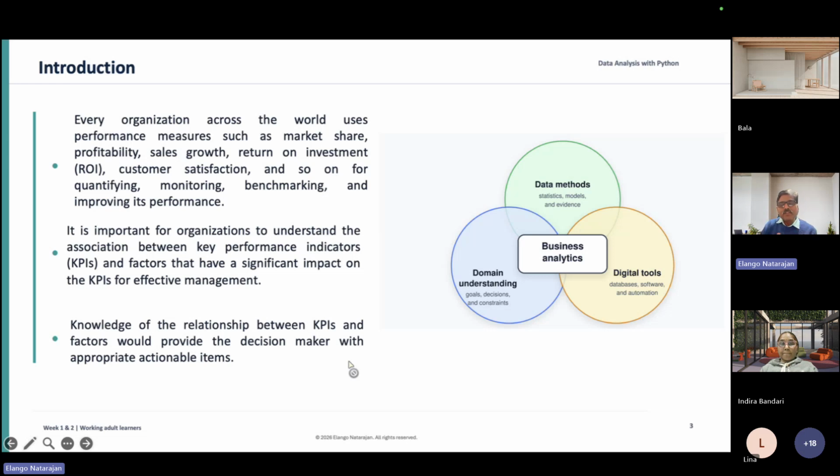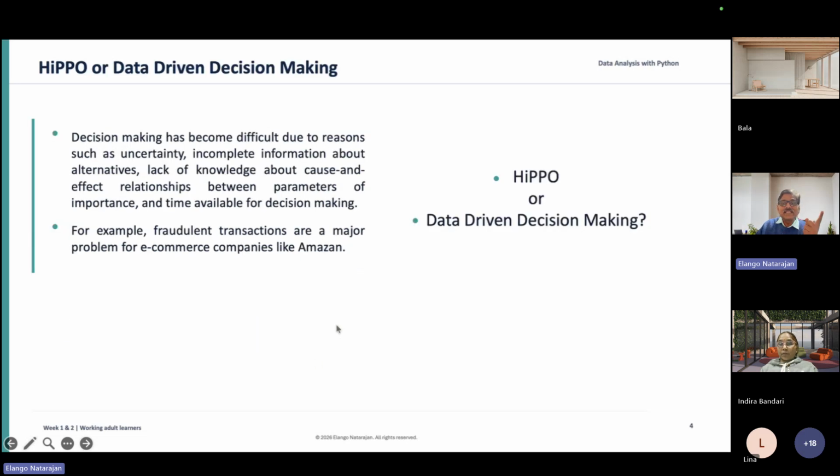So we do business analytics with different methods and different tools, but who is taking the decision is important. In the olden days, companies used a HiPPO strategy, where the person paid a high salary would take the decision. But these days, all companies have moved towards data-driven decision making, where we work on evidence. We are doing evidence-based decision making.